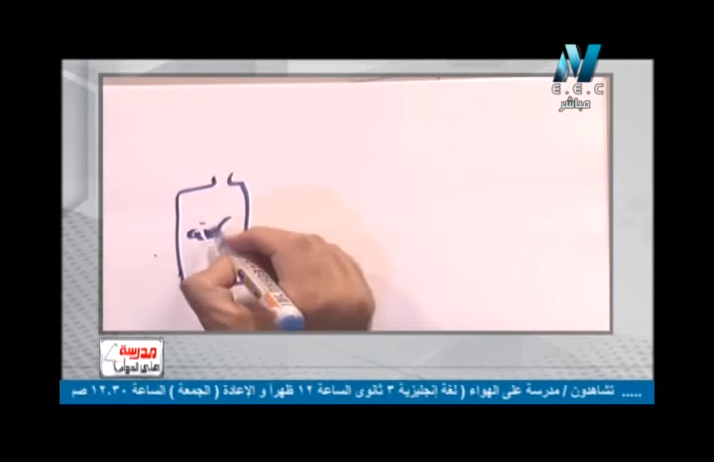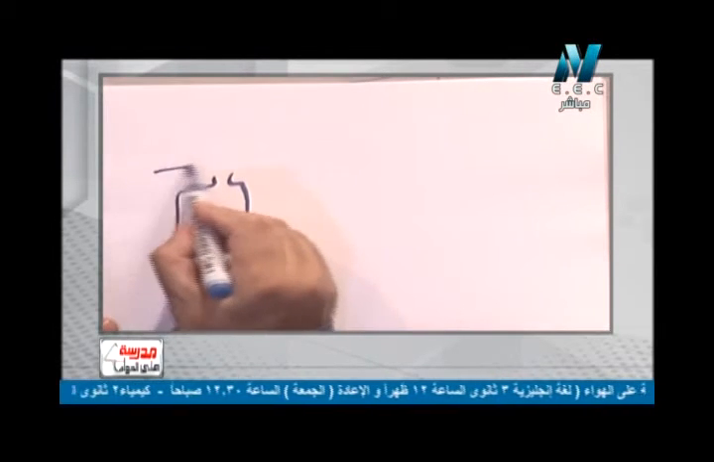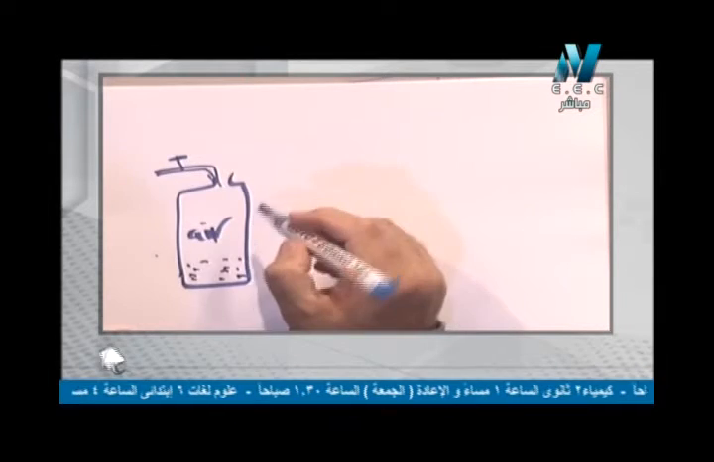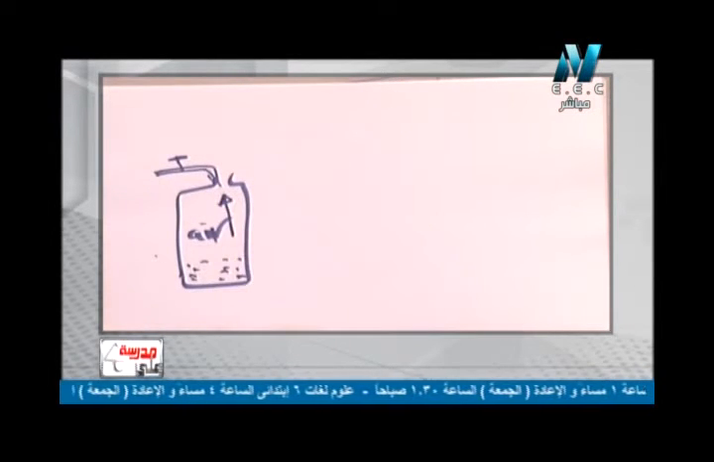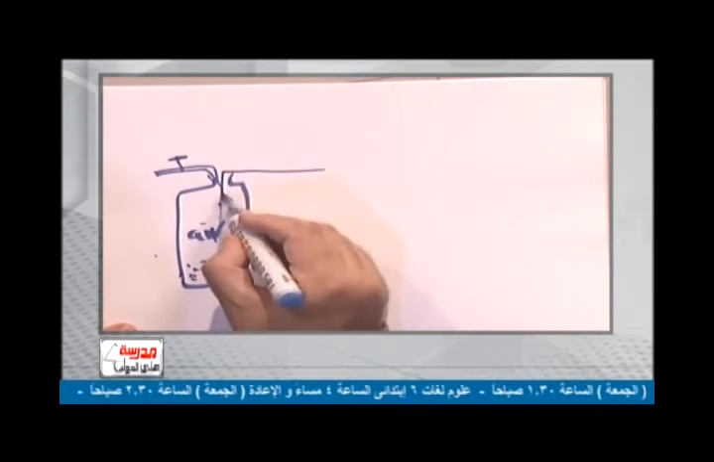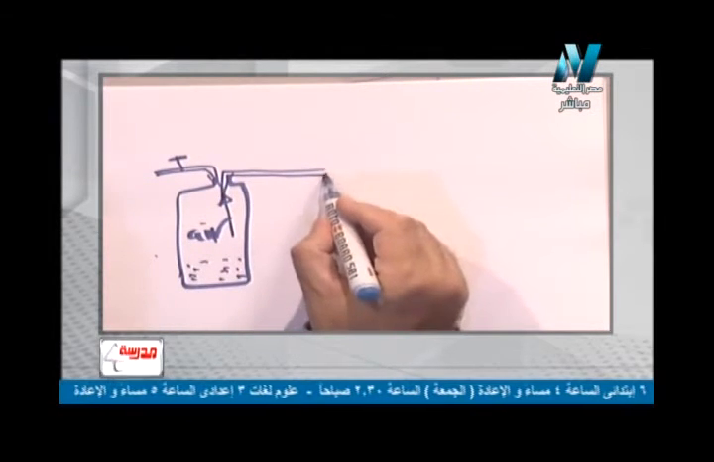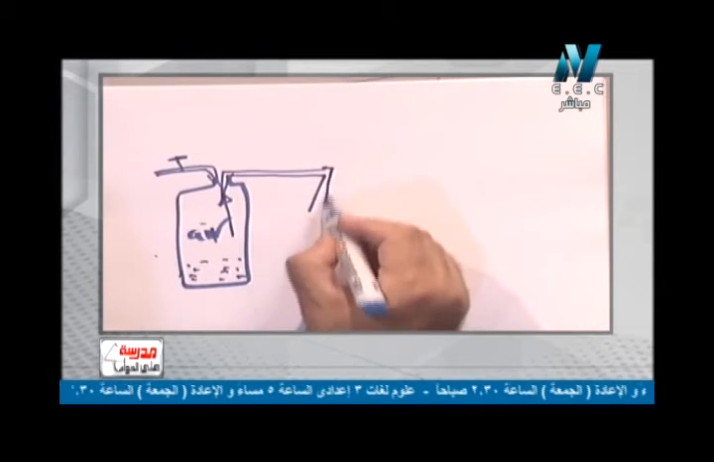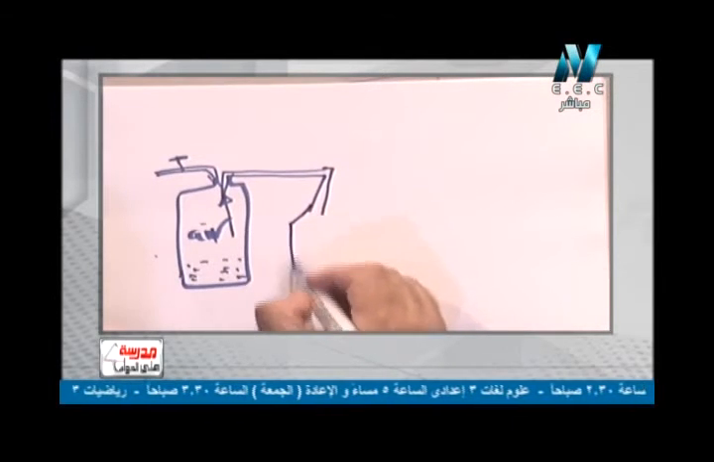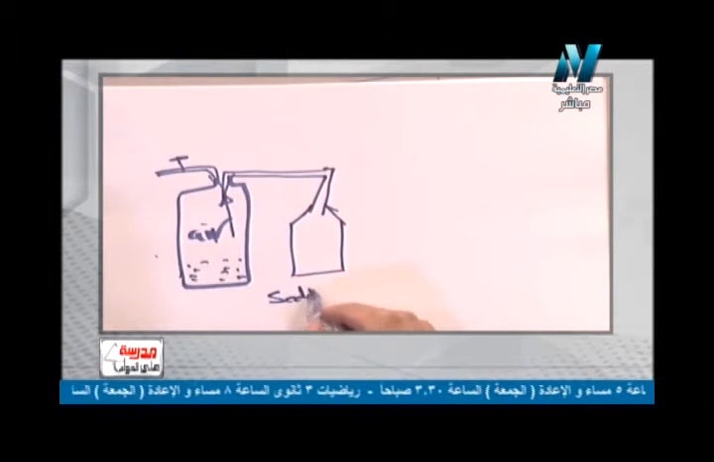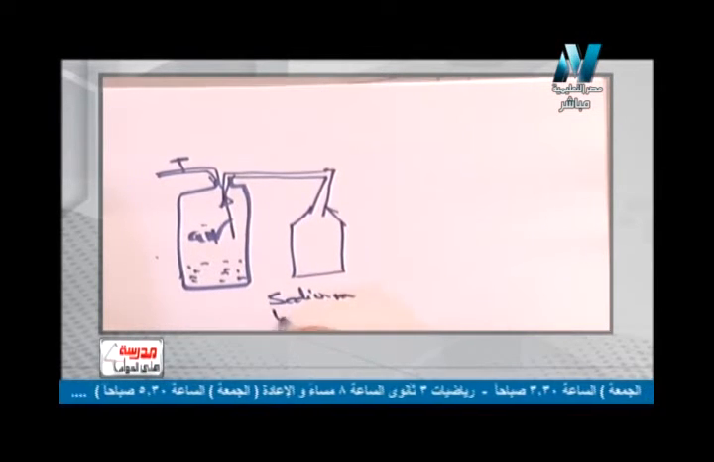And I will use a tap of water. Why? Because when water goes to the bottom of the jar, what happens to the air? The air goes outside. At the first stage, I want to remove the carbon dioxide. I will pass this air over a very important material which is called sodium hydroxide.